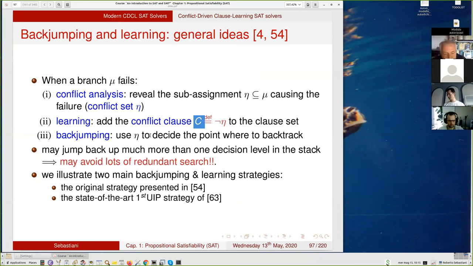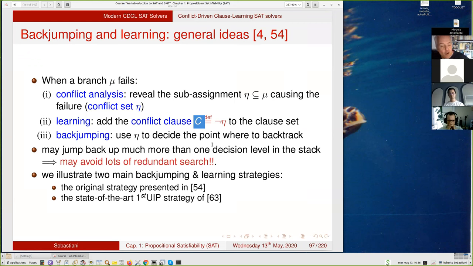And then you use eta to decide the point where to backtrack, which may cause you a jump which is much, much higher than the most recent branching point. And this allows you to avoid redundant search. This is the global picture.